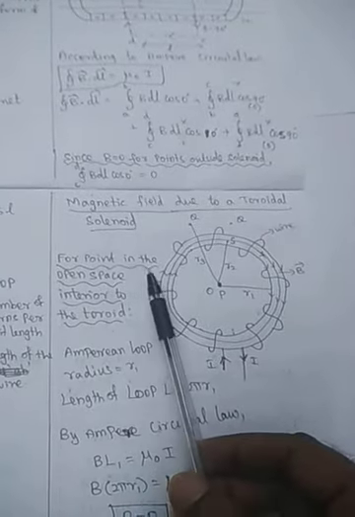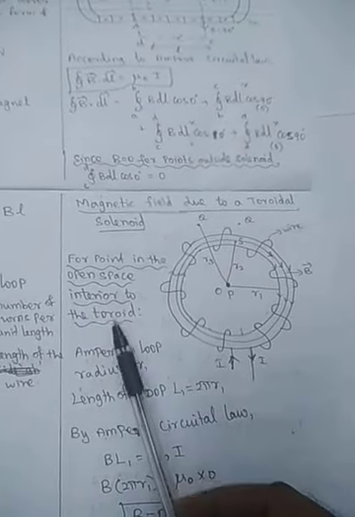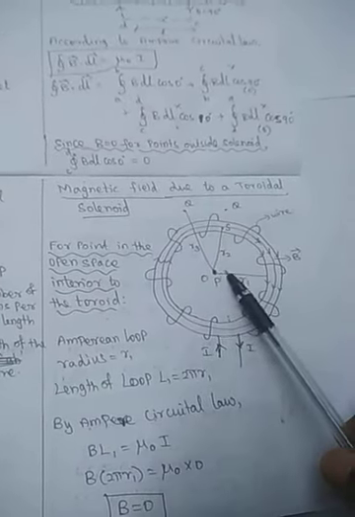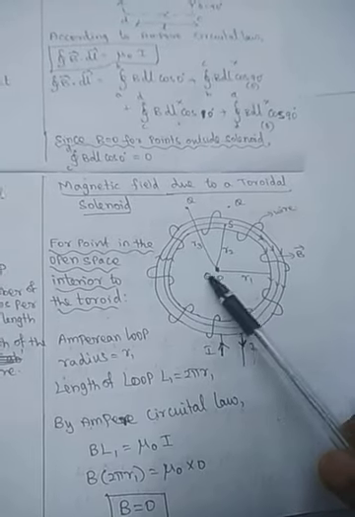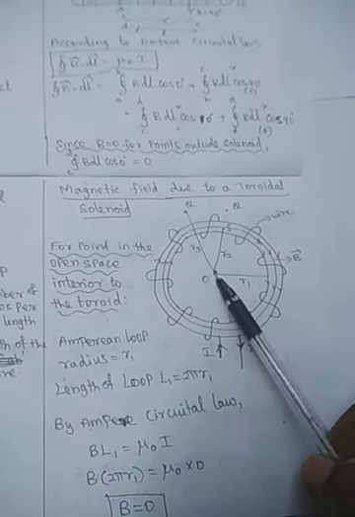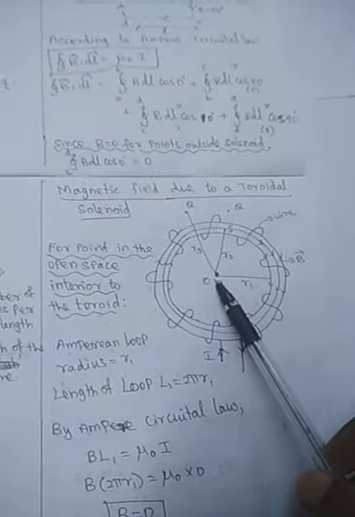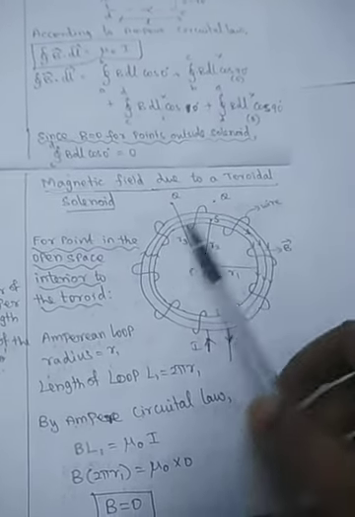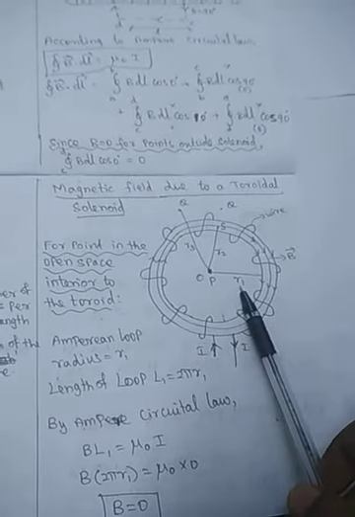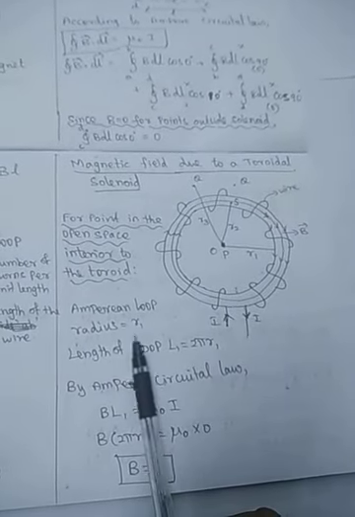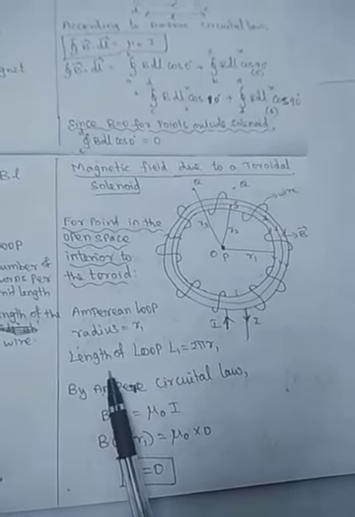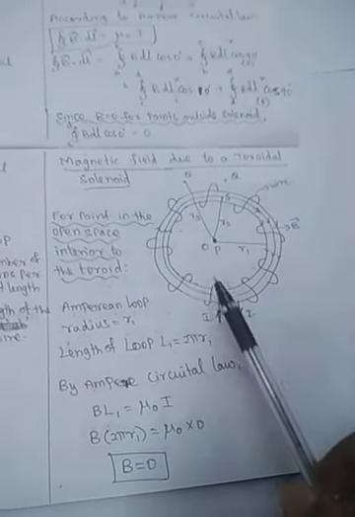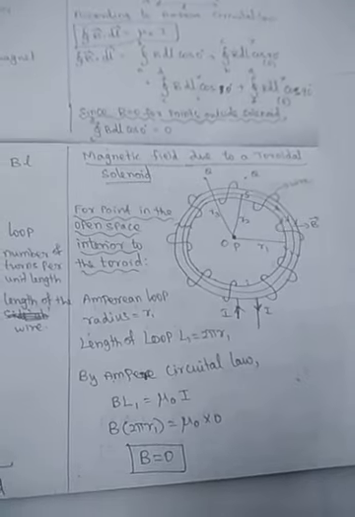Consider the point P in the open space interior of the solenoid. What is the magnetic field at the point P? The radius from the point P to this circular Amperean loop is R1. So the Amperean loop radius is R1. What is the length of the loop? It is 2 pi R1, which means the circumference of the loop.